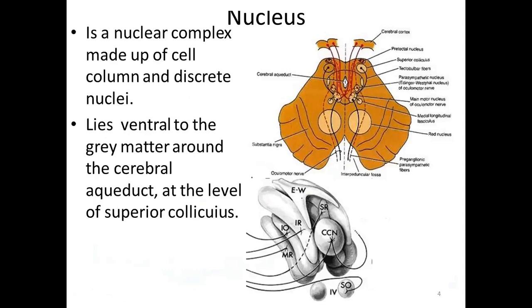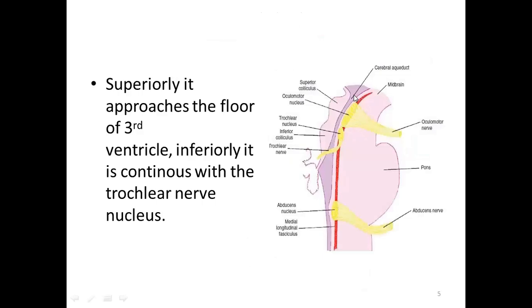The nuclear complex is made up of a cell column and discrete nuclei in the midbrain. It lies ventral to the gray matter around the cerebral aqueduct at the level of the superior colliculus. Here you can locate the nucleus of the third cranial nerve. Superiorly, it approaches the floor of the third ventricle. You can see the floor of the third ventricle, and inferiorly, it continues with the trochlear nerve nucleus.